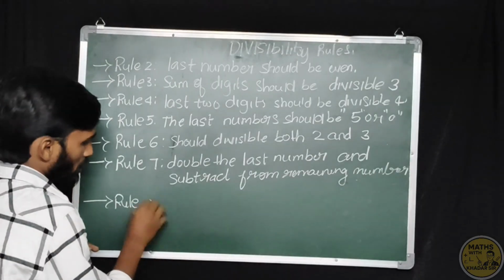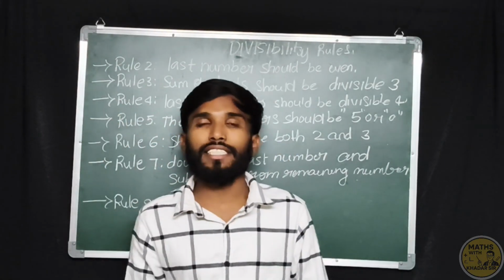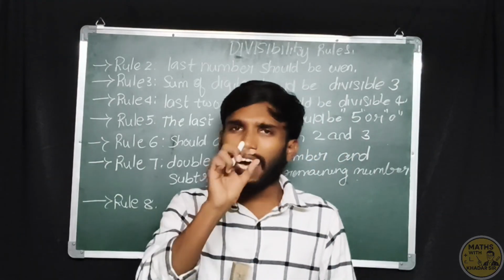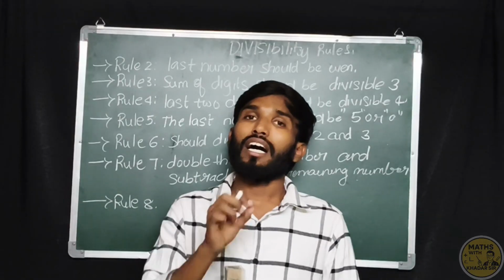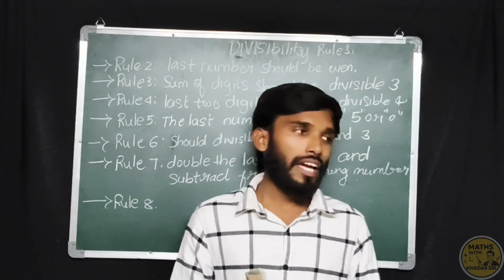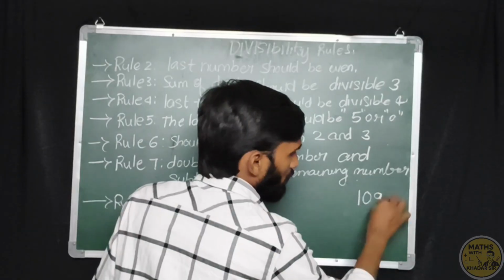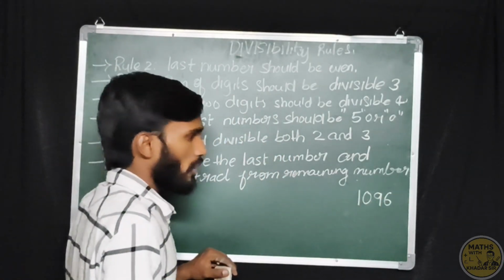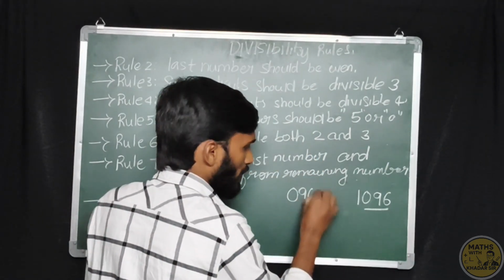divisibility rule 8. In this, what to do? We have to check the last 3 digits of the number. If the last 3 digits are divisible by 8, then we can say that the entire number is divisible by 8. For example, I am taking the example 1096. Now here see the last 3 digits. Now what is the value of 096?